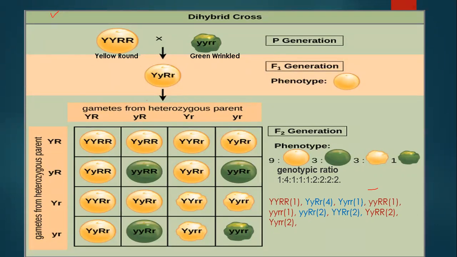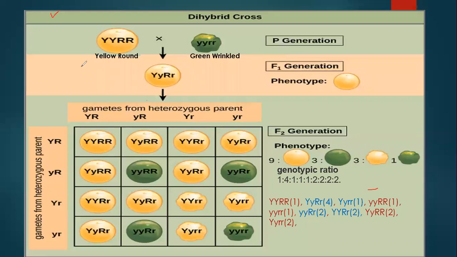Now we will start with a dihybrid cross. Mendel did a dihybrid cross. Now he considered two traits at a time. With this dihybrid cross, he derived one more law, that is called the law of independent assortment. So let us first see what the dihybrid cross was.